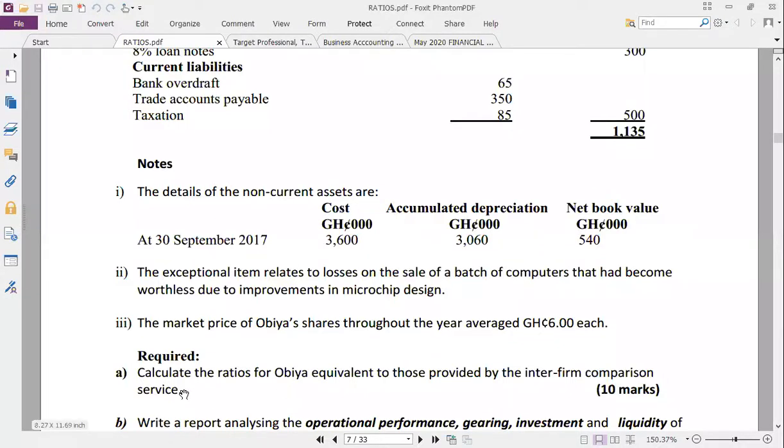The share price, they have given us the carrying amount. Note 1 talks about the non-current assets, carrying amount, and then the cost and accumulated depreciation. Note 2 talks about the exceptional item, which relates to loss on sale of a batch of computers that had become worthless due to improvement in microchip design. Then note 3, very important: the market price of Obia's shares throughout the year averaged 6 Ghana cedis each. Required: calculate the ratios for Obia equivalent to those provided by the interfirm comparison, 10 marks.